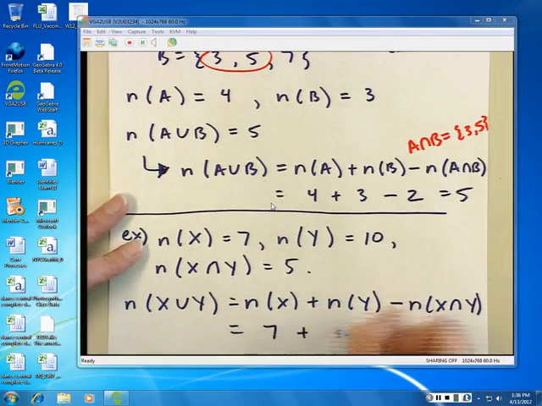I have 10 elements in Y, and I have 5 elements in common, and I double counted those, so I've got to subtract my 5 out. Okay, so that would be 17. 17 minus 5 is 12.